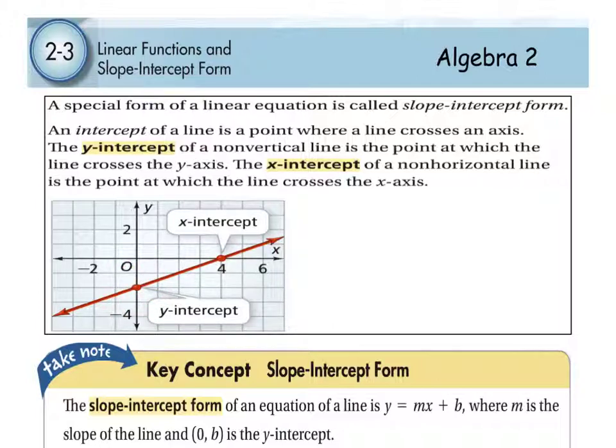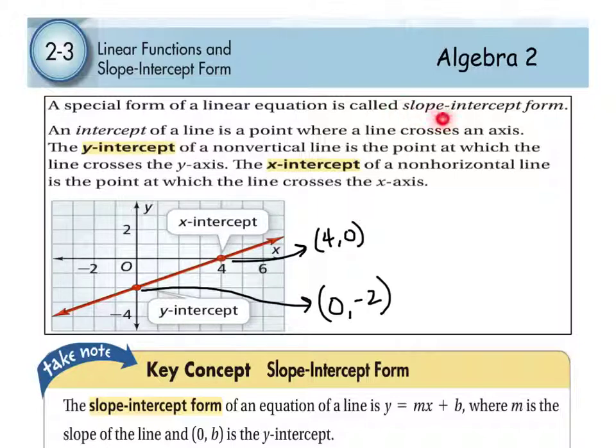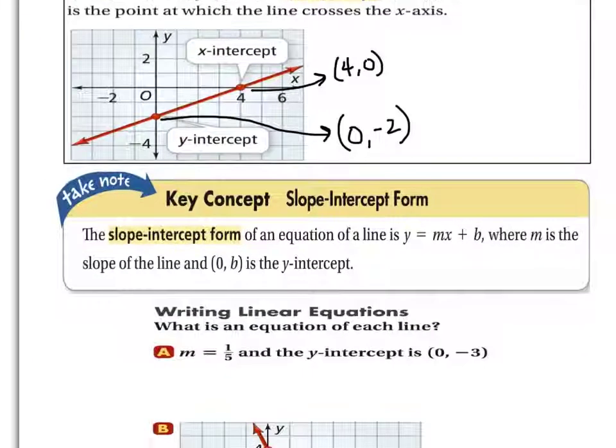If I were to write those ordered pairs, this ordered pair here would be (4, 0). And this ordered pair here would be (0, -2). Those are the x and y intercepts, wherever they cross the x and y axis. Now you'll notice we have slope-intercept form here. You've seen that before. You've discussed this before. Slope-intercept form.